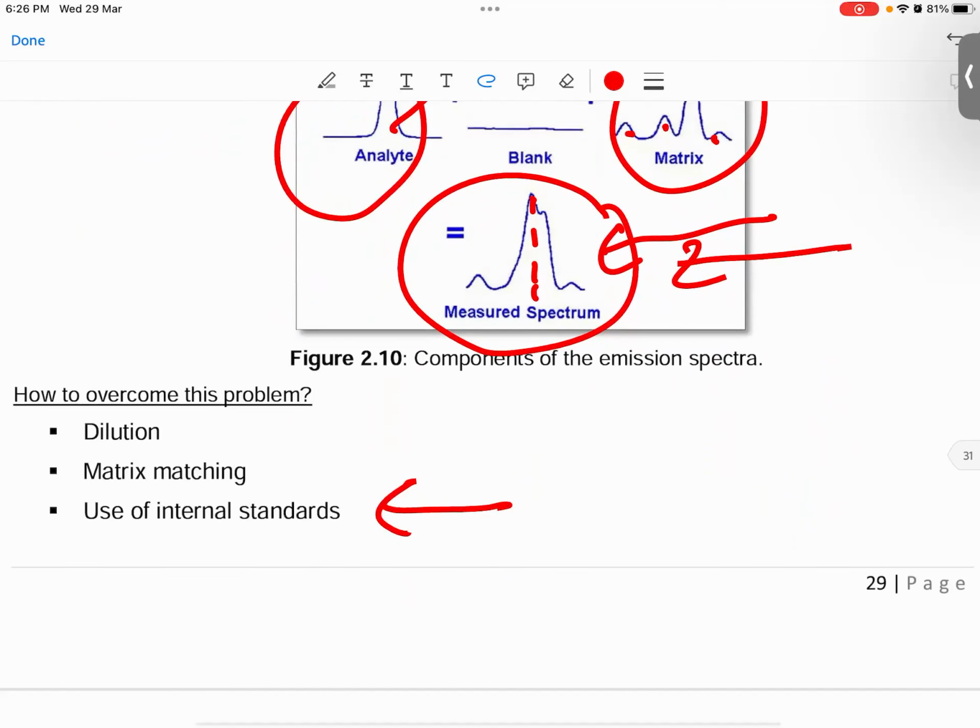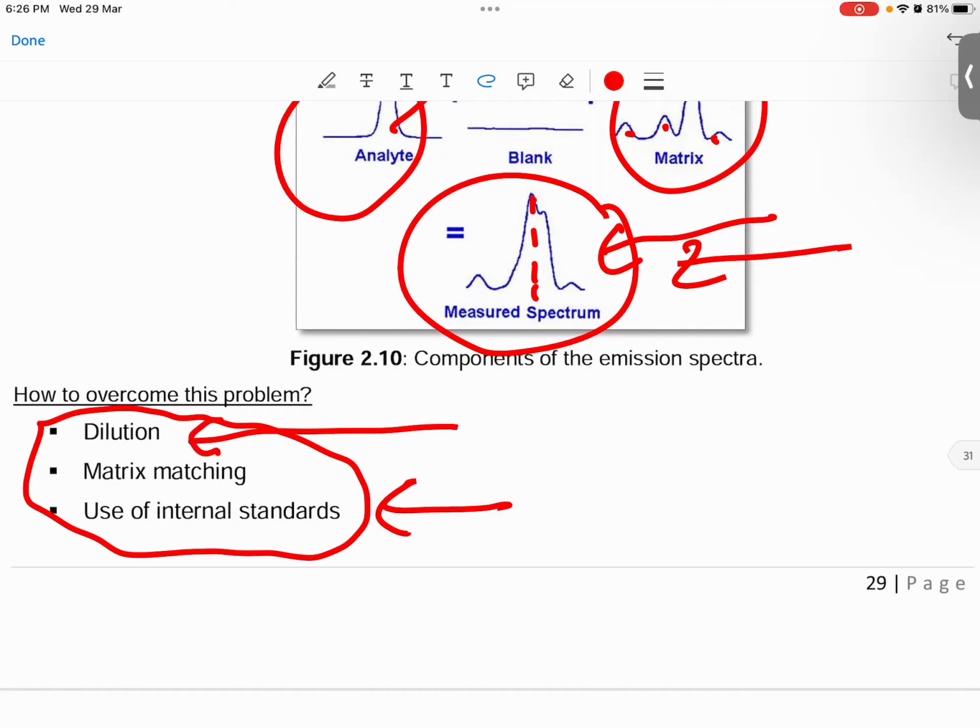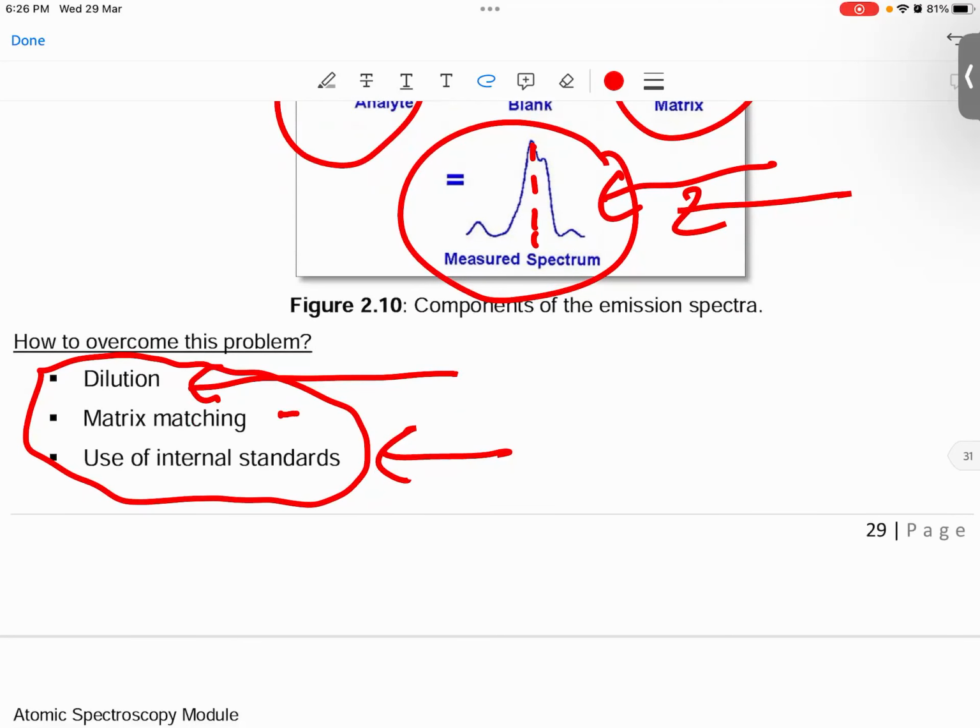Of course, these are the ones that we also discussed in atomic absorption spectroscopy: dilution, because if your sample is too dirty, then you have to dilute and filter. If it is too extreme, you have to do some separation first before introducing the samples to the system. Then matrix matching and the standard addition method.